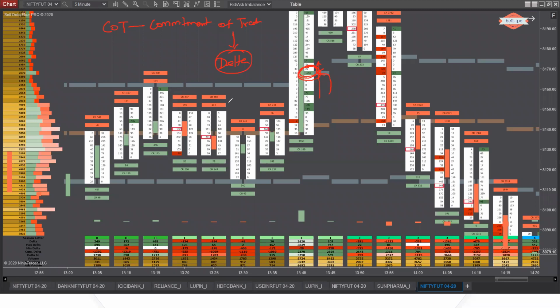So again, Suresh is asking the same question, what is commitment of trader and how is it different from delta? Delta is nothing but the total number of buyers minus the total number of sellers. Whereas COT is a formula which is derived from the delta. It's very difficult to explain now, because if I started explaining, I would need another half an hour to explain what is commitment of traders, right? And how to take a trade based upon COT levels.